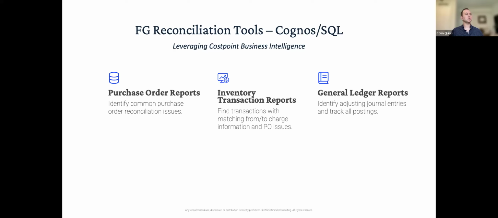And last but not least, we have our general ledger reports. So we're going to use these to identify the manual adjustments and journal activity in the system. So use the general ledger post summary and detail reports to find journal entries that impact your finished goods accounts. So confirm that all those journals are posted and properly documented, and you'll be good to go.